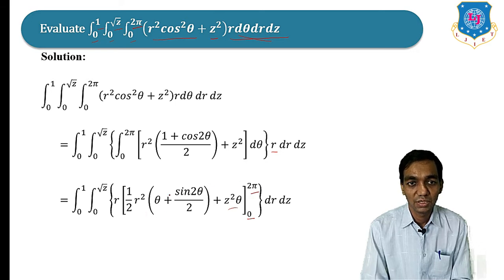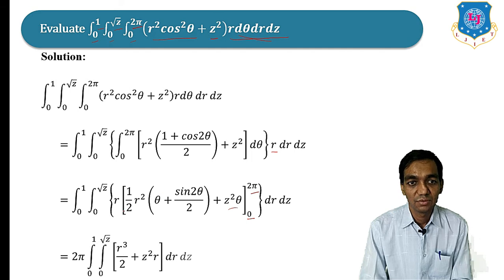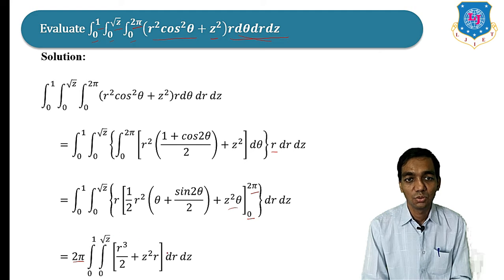So here if you substitute the limit, this will be r cube by 3, sorry, r cube by 2 into theta. Theta is nothing but 2 pi. Sin 4 pi has a value 0. So you will have r cube by 2 into 2 pi, plus z square into 2 pi, minus 0, minus 0. So both terms are going to be 0. So 2 pi is common out from both the terms, and you will have the double integration from 0 to 1, 0 to root z, dr dz.